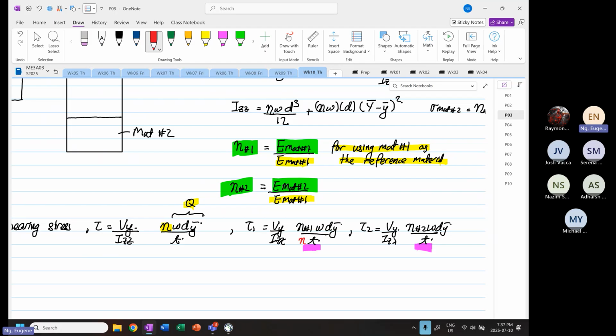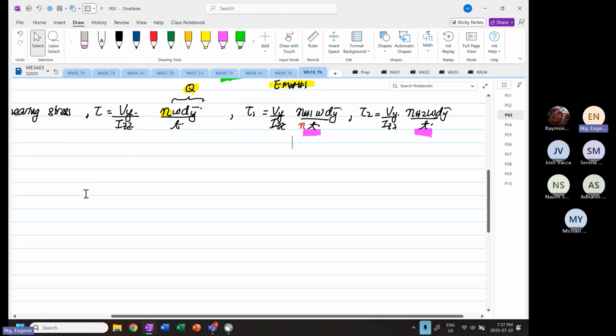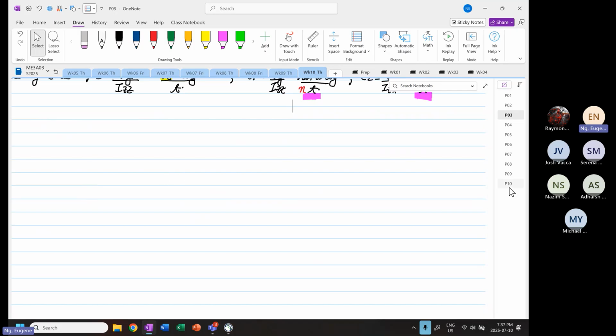Okay, so now I'm going to work on an example. Okay, as I said, it's not difficult at all. But I'm going to work on an example to look at shearing stress of a thin wall section.